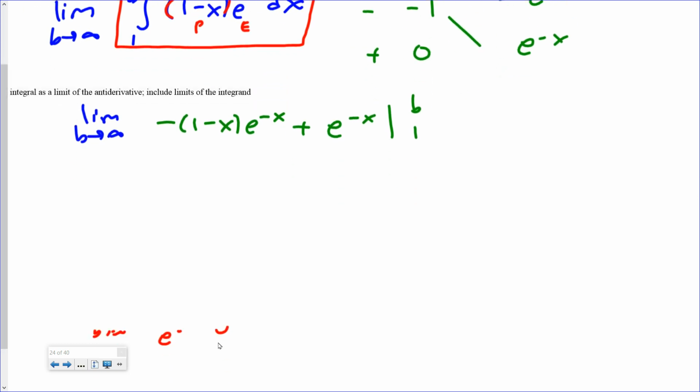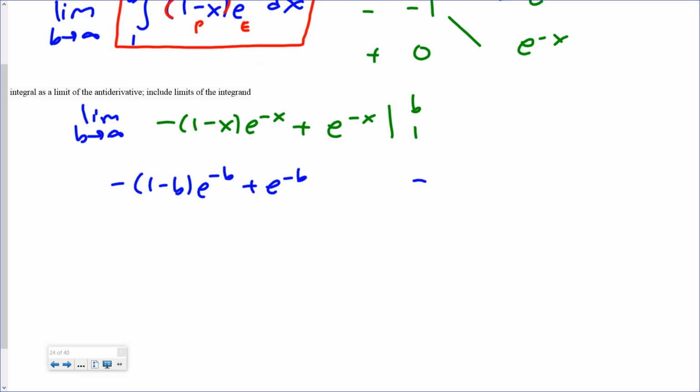Okay, just warning you, this is going to be a big mess. Okay, everybody good with me so far? Let me know if you see any mistakes. What are you going to do first? Yeah, take care of the limit bar. Plug in the b, plug in the 1, everywhere there's an x, okay? And then slap a minus sign between. So this will be negative 1 minus b, e to the negative b, plus e to the negative b.